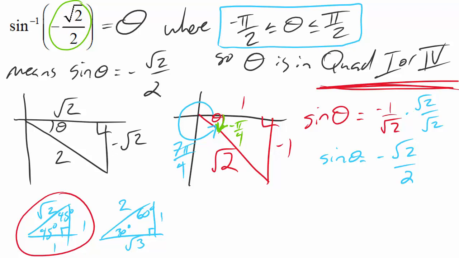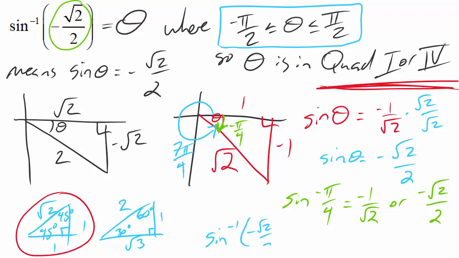And again, you can verify using your knowledge of the unit circle or graphing calculator or what have you that the sine of negative pi over 4 is that negative 1 over square root of 2, which when rationalized is negative radical 2 over 2. So that means that our final answer here for sine inverse of negative square root of 2 over 2 is negative pi over 4.